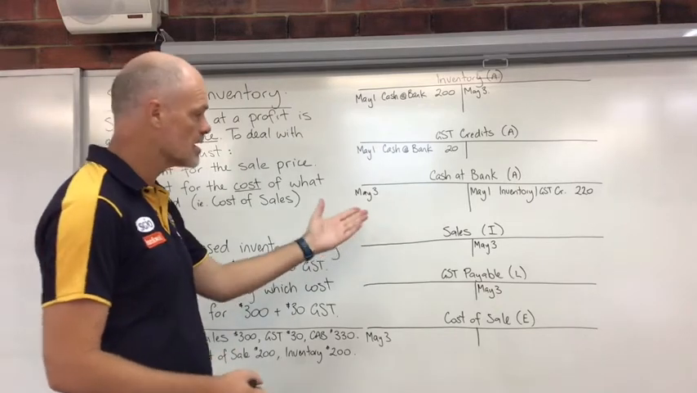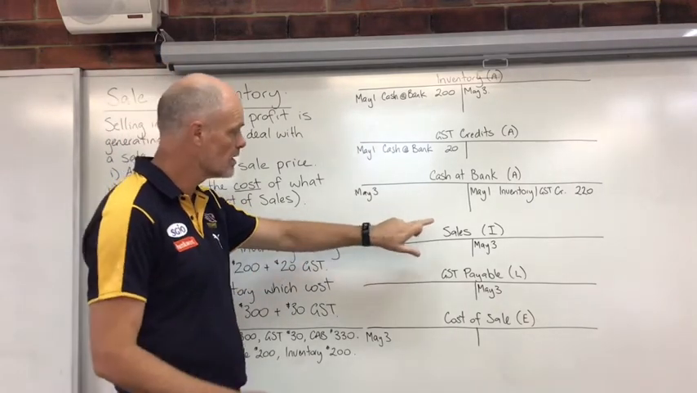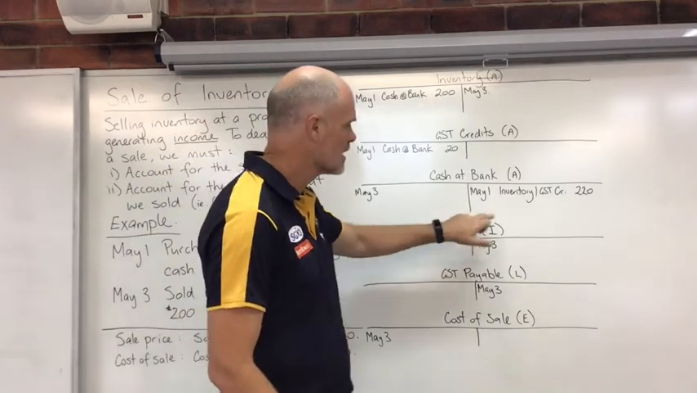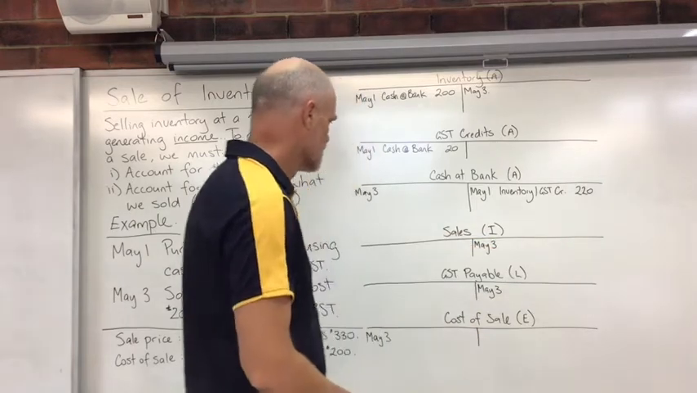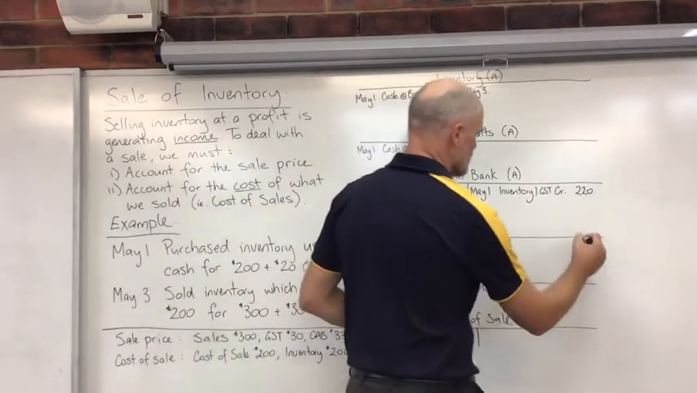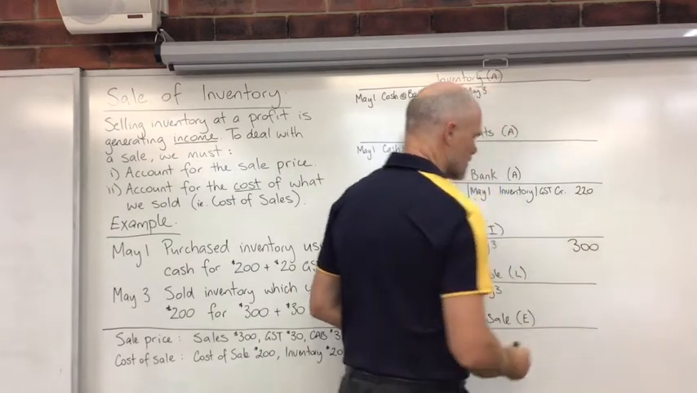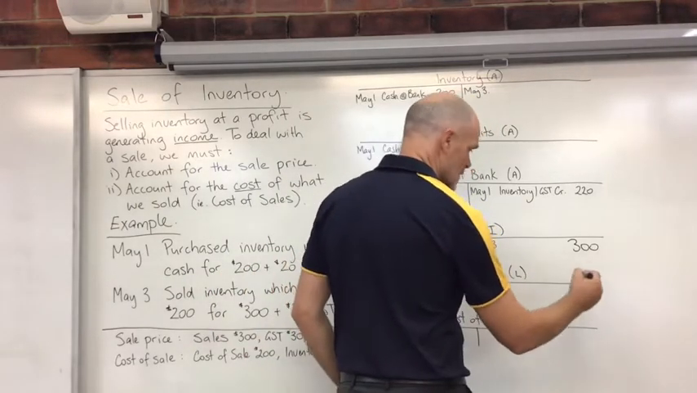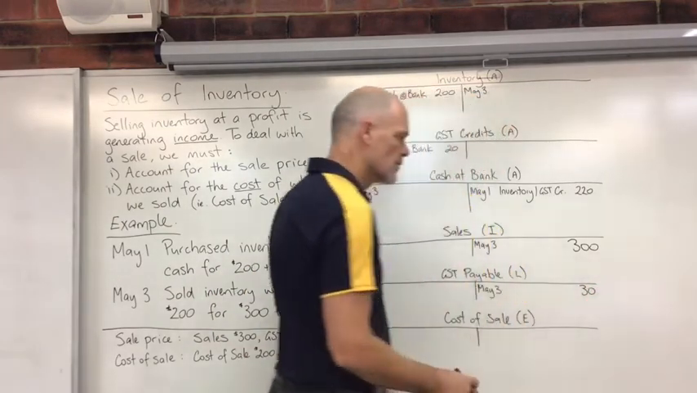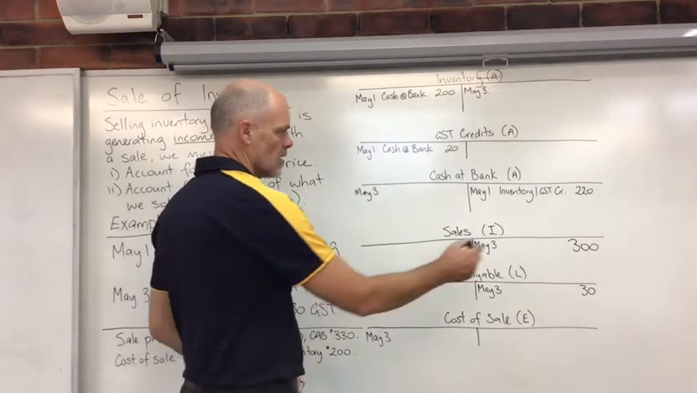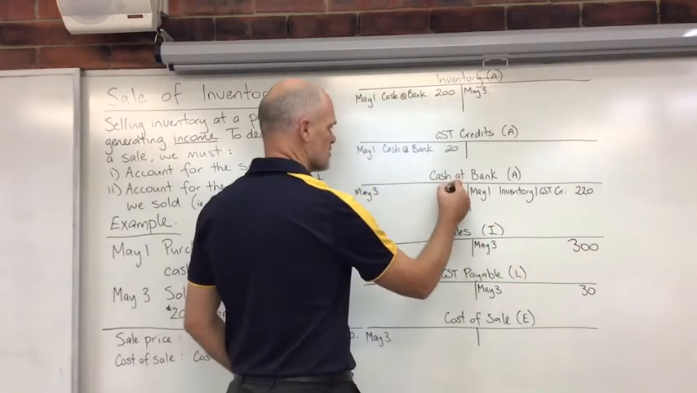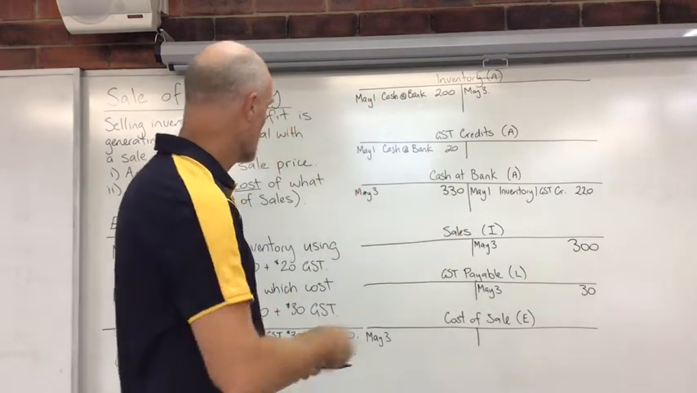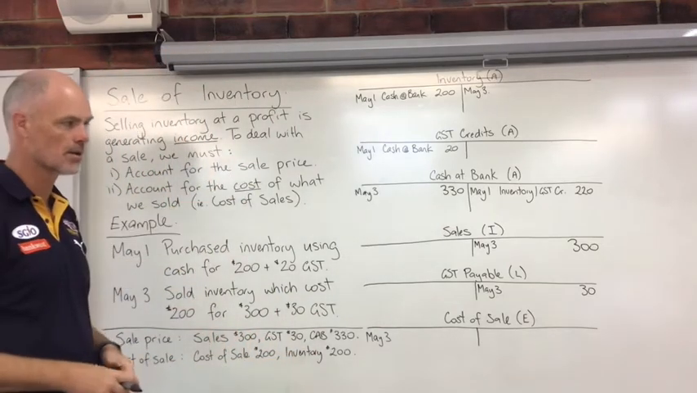Because we're generating income, whenever you're selling inventory, it becomes sales, which is an income account. The income account is a credit transaction. So May 3, sales $300. The GST payable is the GST component when you are selling something, $30. And then the total of that, 300 plus 30, goes into cash at bank, $330, with appropriate cross references. So that's number one, where we've accounted for the sale price.